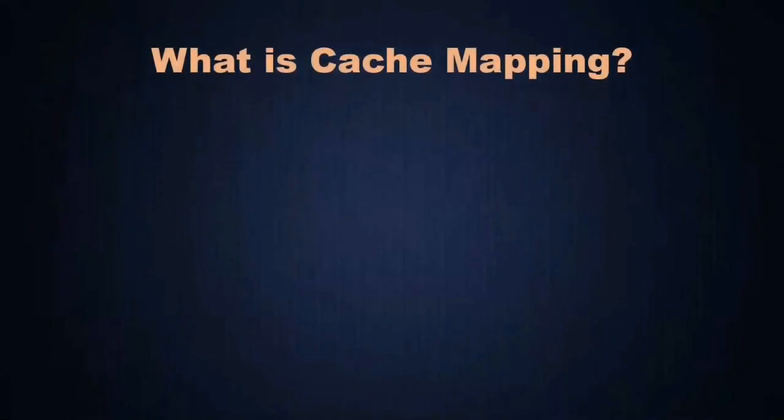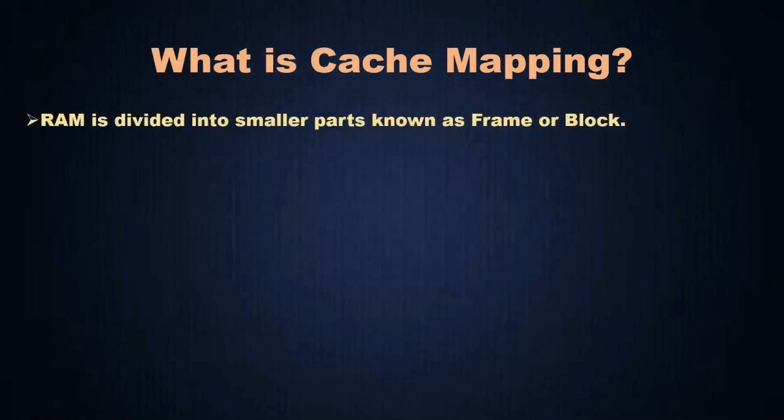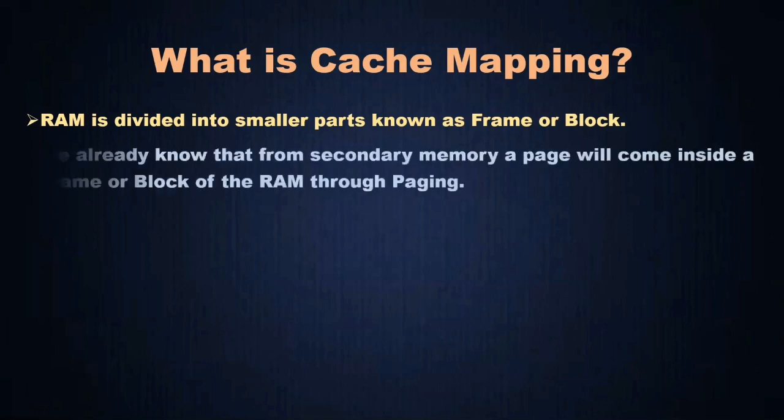So first we have to know what cache mapping is. We already know that RAM is divided into smaller parts known as frames or blocks. Now, from the secondary memory, a page will come inside a frame or block of the RAM through paging. We already discussed it in paging.